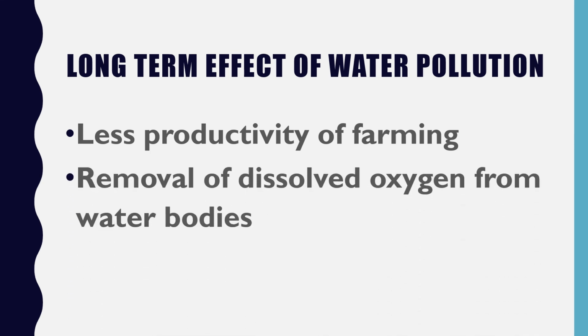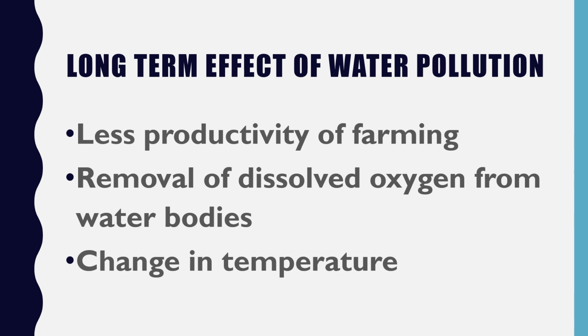Next is removal of dissolved oxygen from water bodies. The removal of desirable substances from water bodies. Dissolved oxygen is used by the animals and plants that live in water. Any change that reduces the amount of this dissolved oxygen would adversely affect these aquatic organisms. Other nutrients could also be depleted from the water bodies.